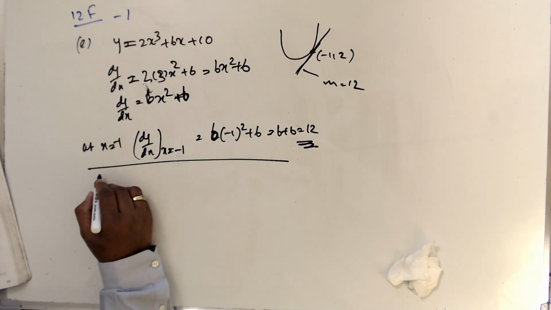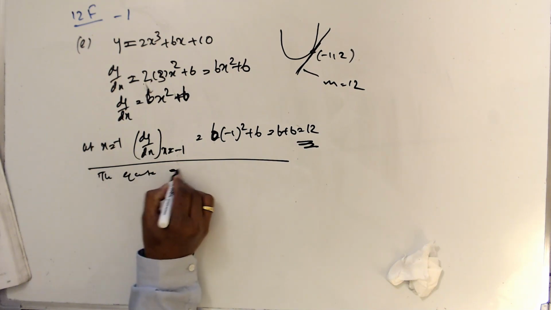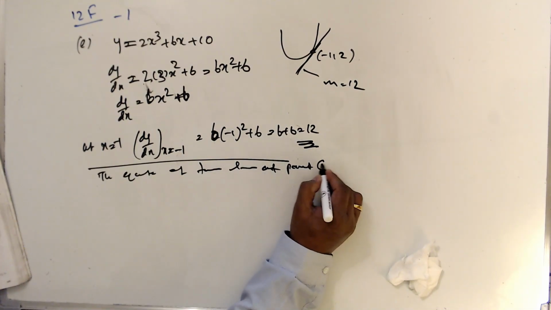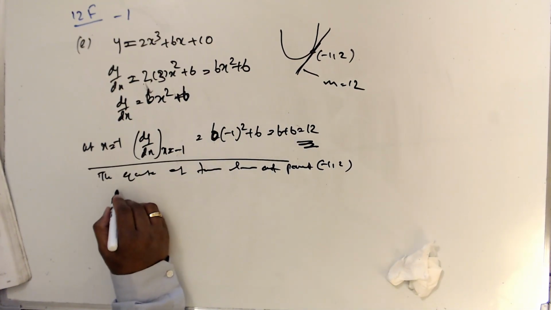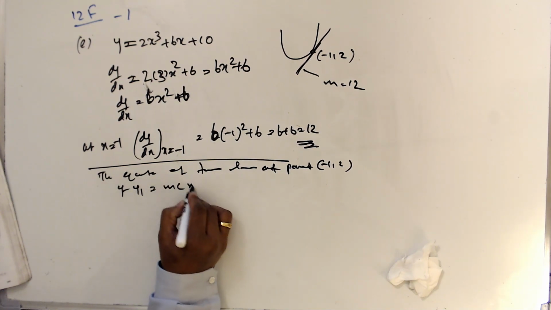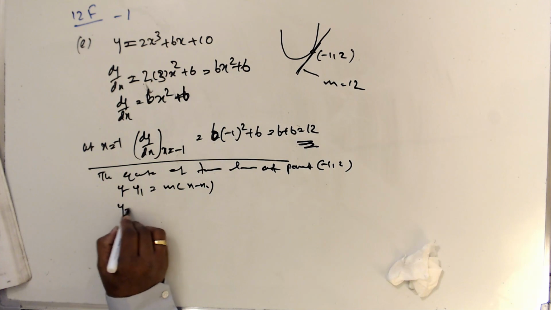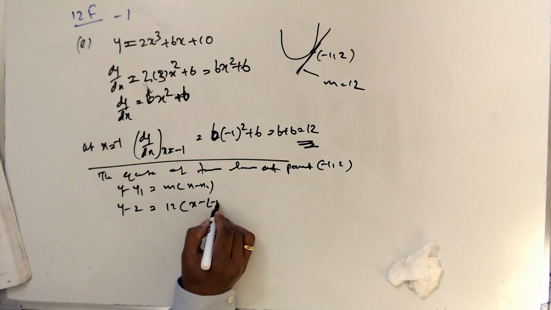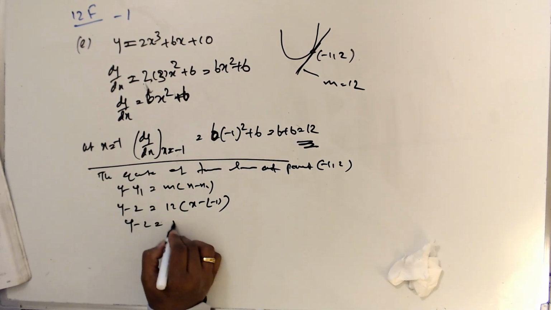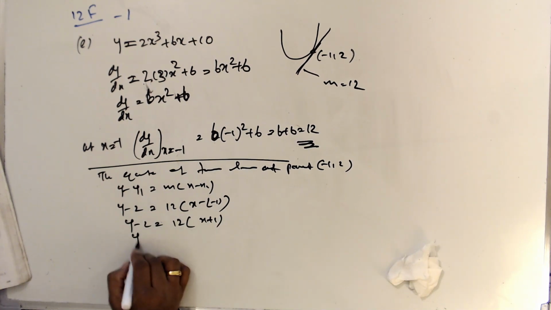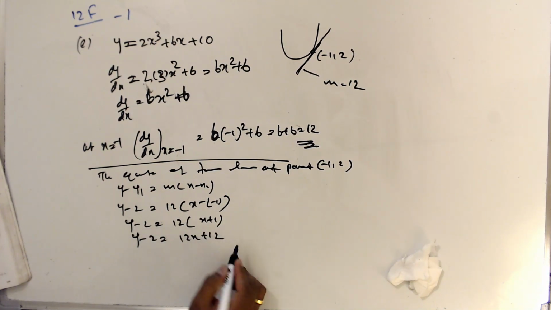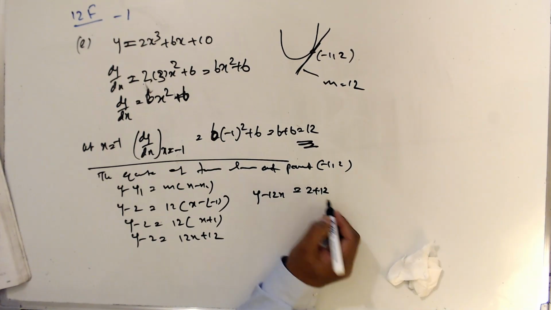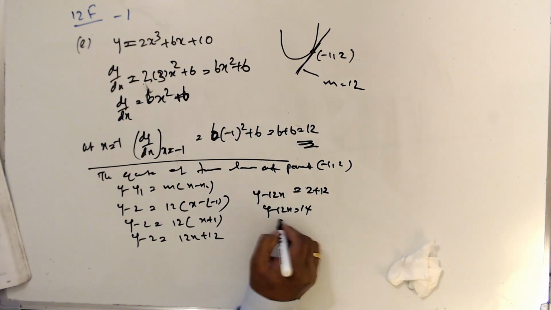Now the equation of tangent line at point minus 1, 2 is y minus y1 equal m times x minus x1. So y minus 2 equal 12 times x minus minus 1. So y minus 2 equal 12 times x plus 1. Y minus 2 equal 12x plus 12. So y minus 12x equal 2 plus 12. So y minus 12x equal 14.